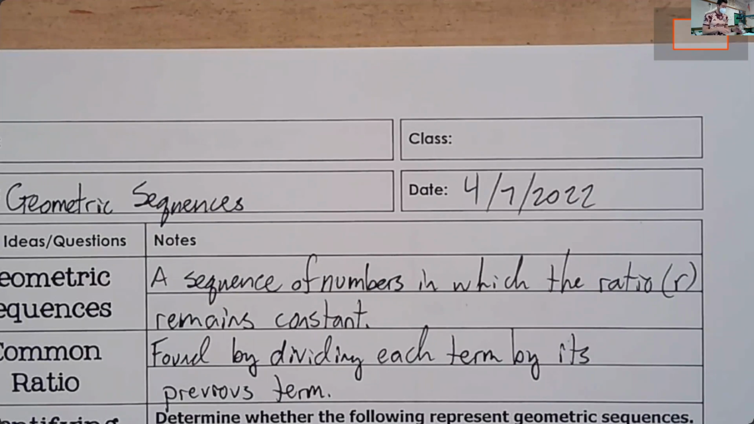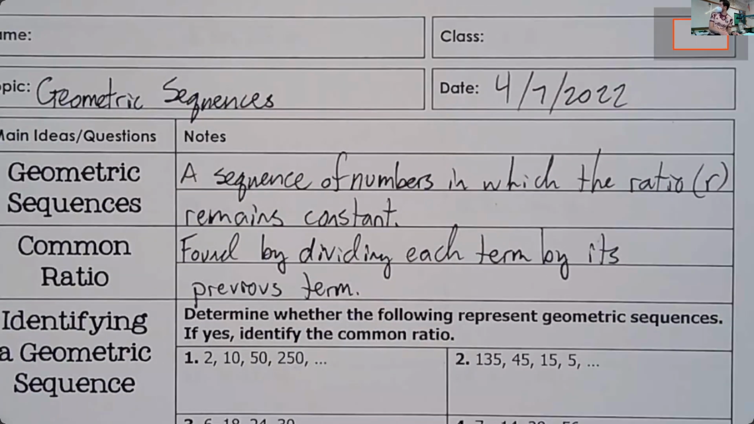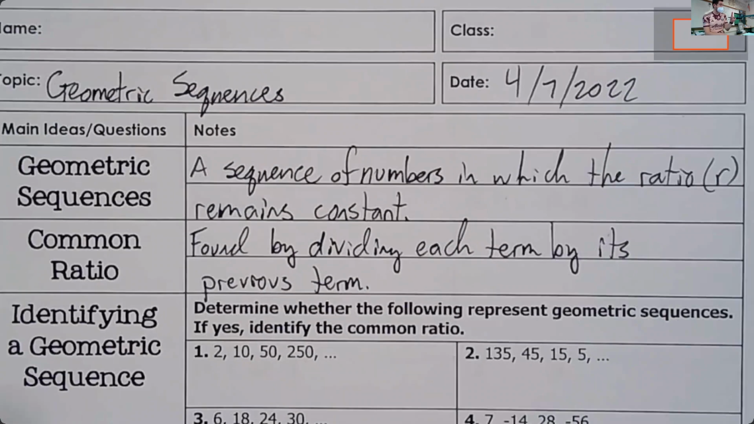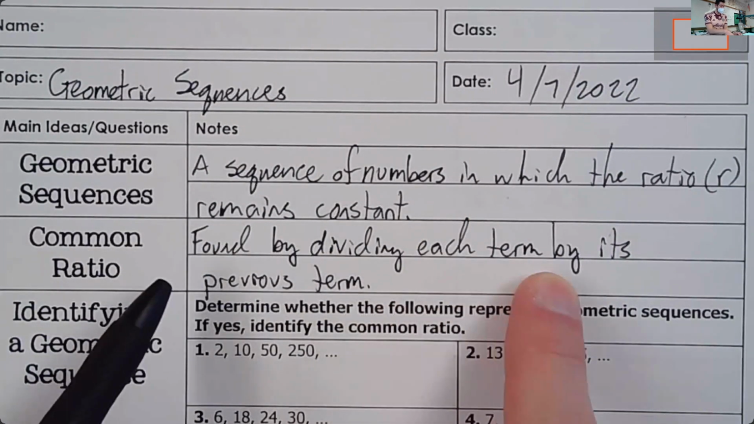So the idea here, we'll go ahead and take a look at some examples so we can figure out how this works. Identifying a geometric sequence, we first of all have to actually figure out if something is a geometric sequence or not. So you're going to determine whether the following represents geometric sequences, and then if yes, identify what that common ratio is. And in order to determine if it's a geometric sequence, we have to determine if there is a common ratio. And finding the common ratio, we just wrote here, we have to divide each term by its previous term.